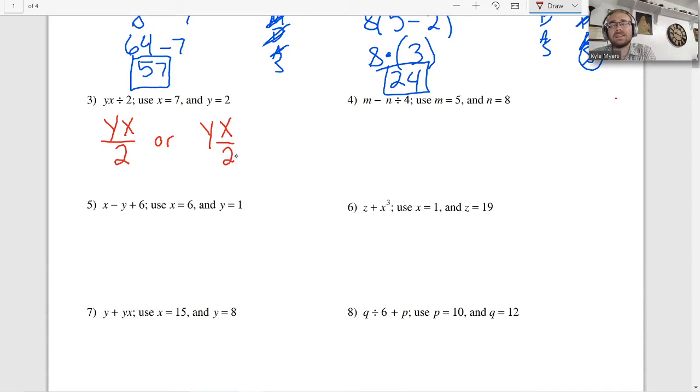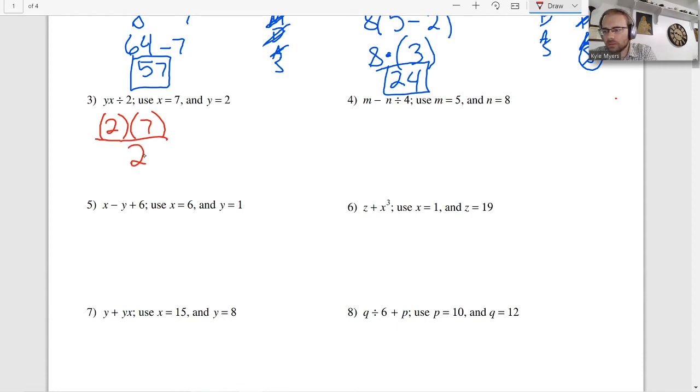Now, in this case, it's the same thing because we're just multiplying and dividing. But sometimes it matters which one you actually mean. So I'm going to go ahead and erase this real quick. So y is 2, x is 7, so 2 times 7 divided by 2.